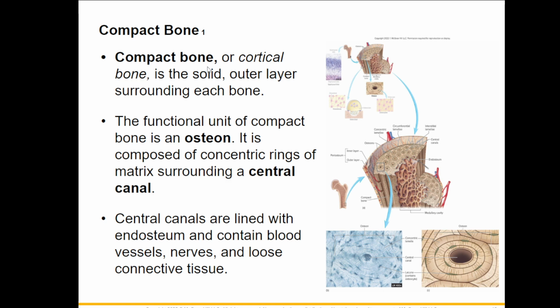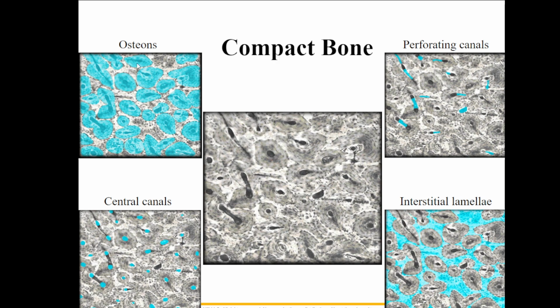Now, it is in the compact bone that you will find the osteons, or the functional unit of a compact bone. And the osteon, as you can see here, is composed of concentric rings, right? Surrounding a central canal. Yeah, this is the central canal. Here's a central canal as well. So what do we find inside the central canal? We will find blood vessels, nerves, and loose connective tissue inside. So this is one osteon, another one. So you see several osteons in a compact bone.